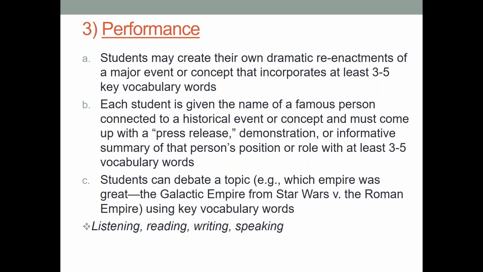The great thing also about these performance-based activities is that they incorporate listening, reading, writing, and speaking. So they kind of check all the boxes with our language modalities and give them lots of practice, because there's always a lot of rehearsal that's required with any kind of dramatic reenactment. So they get to hear that language over and over and over again, which is really what they need. They need a lot of repetitive practice, but in a way that's going to be fun for them.